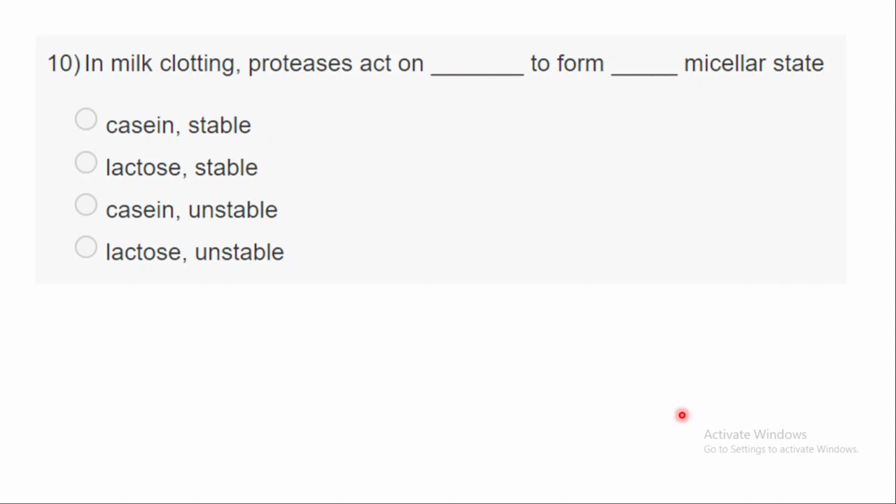Let's see what is the correct answer. The correct answer is option C. Neerav is correct. The answer is milk clotting proteases act on casein to form unstable micellar state. Guys, it's pretty easy. It's pretty counterintuitive, right? In just the previous question we discussed, casein is the milk protein. There is no lactose present in milk. I doubt that. Lactose is a sugar molecule.